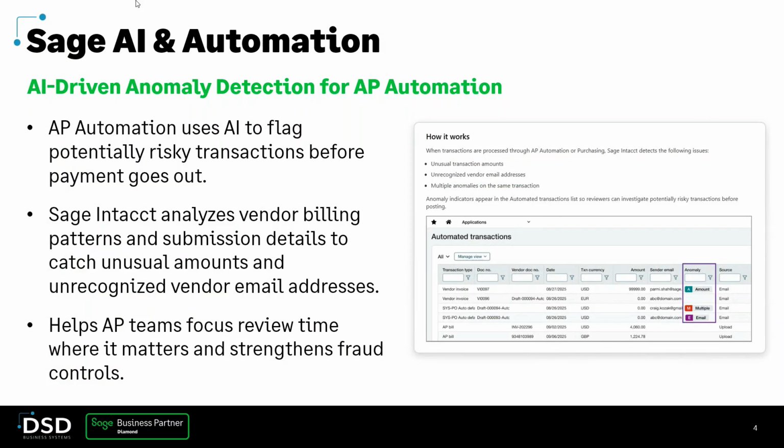So you'll start seeing with that AP automation over here on the screenshot, that anomaly column where it's going to have things like, is it an unrecognized email?